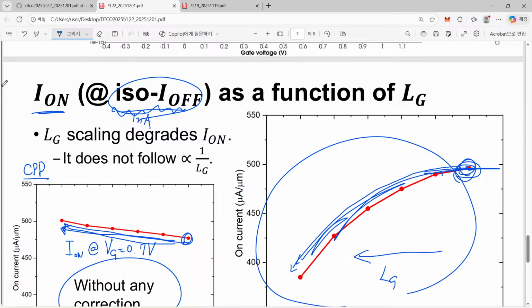If our channel has more coverage by the gate, then it will have a better short channel immunity. If we don't have as much coverage, then it is true that we have a lower or worse short channel immunity. So that's the reason why nowadays people have tried to improve multi-gate transistors.